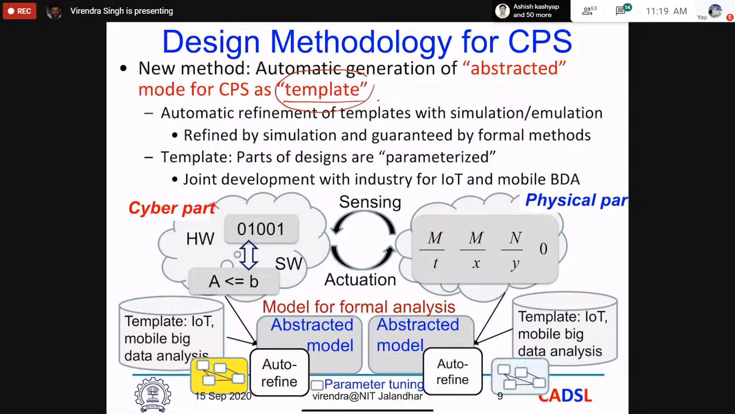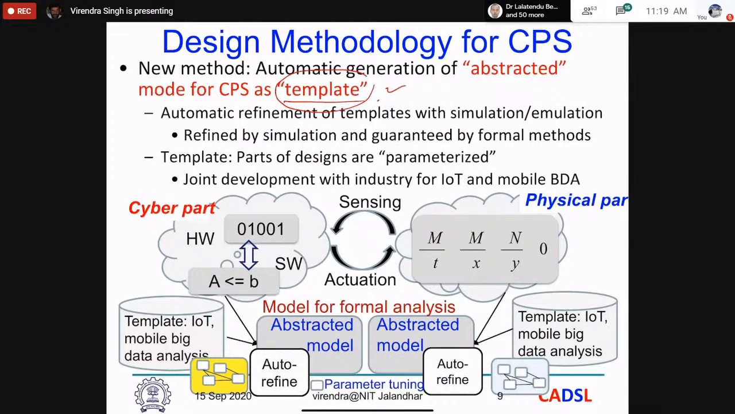But after that, some of the part which is variable has to be automatically extracted from a given specification. So this is like the composition of the various templates in one big system, and then finding out what are the missing parts in that. So now the automatic generation of abstracted model of the cyber physical system as the template.